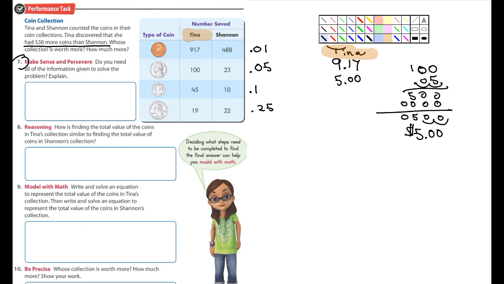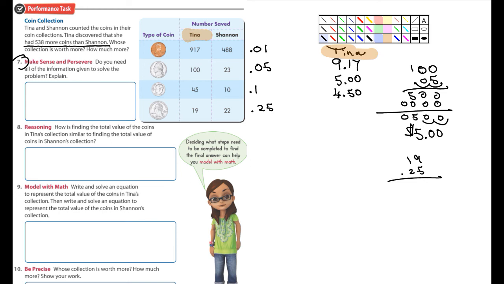Dimes, that's easy. You know, a dime is worth 10 cents, right? So what's 45 times 10? Just add a 0. 4.50, $4.50. And then 19 quarters. So Tina has 19 times 0.25.